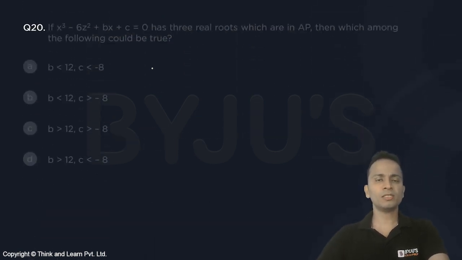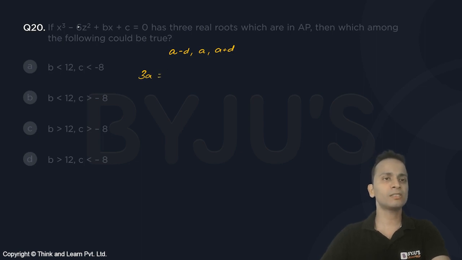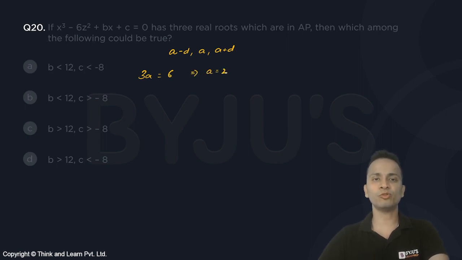So first of all, the roots are given in AP, so I'll assume the roots as a minus d, a, and a plus d. Now the sum of these three roots, 3a, is equal to minus of minus 6 upon 1, that is equal to 6. So this implies a is equal to 2. So we can write the roots as 2 minus d, 2 and 2 plus d. Okay, this is the first part.